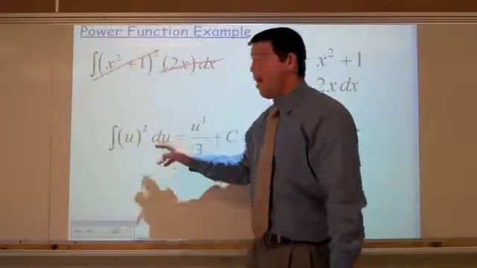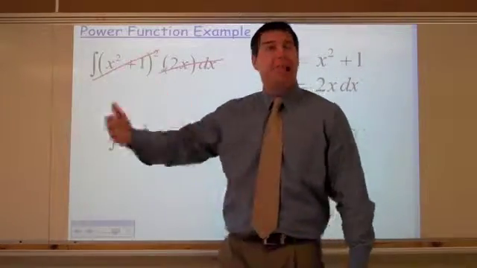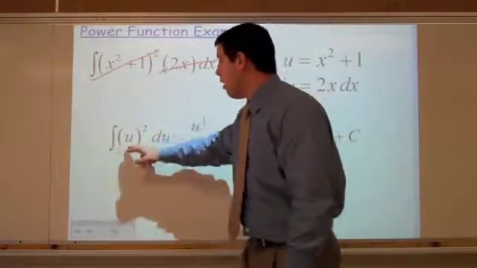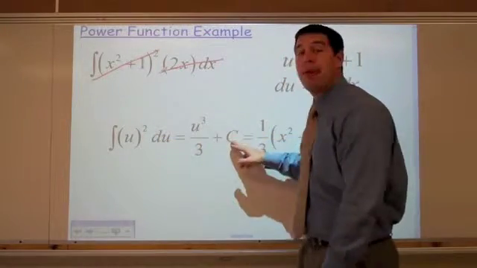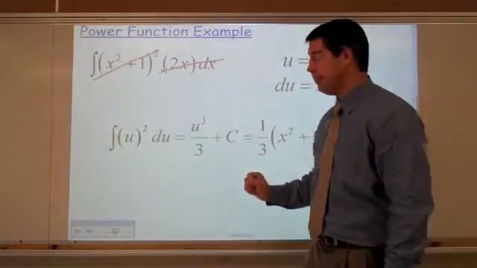The integral of u squared du, that's just a power function. Add a power, divide by the power. So the integral of u squared du is going to be u cubed over 3. And then again, plus your constant of integration, plus c.